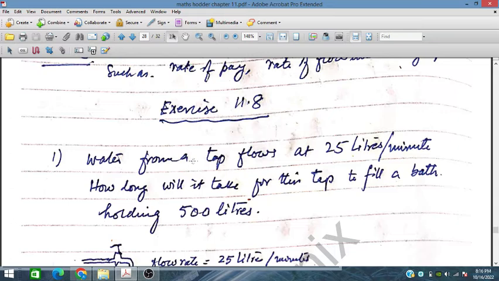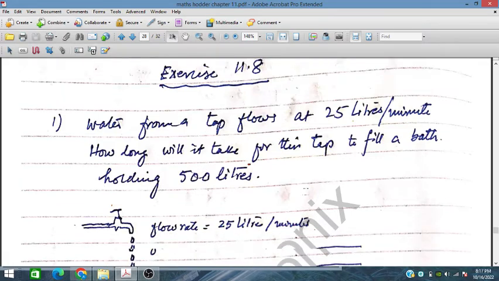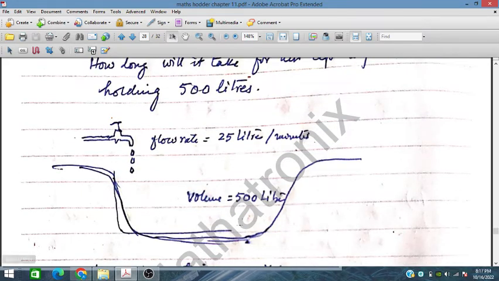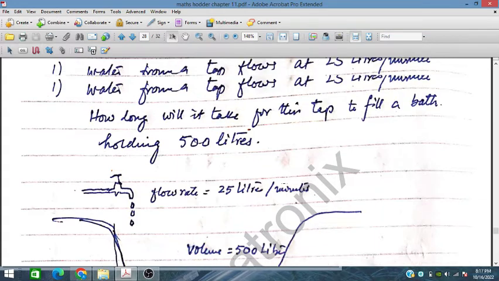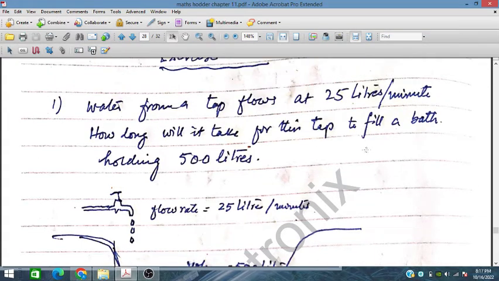Water flows from a tap at 25 liters per minute. How long will it take for this tap to fill a bath holding 500 liters? So this is a tap, this is a bathtub, and it will hold 500 liters.